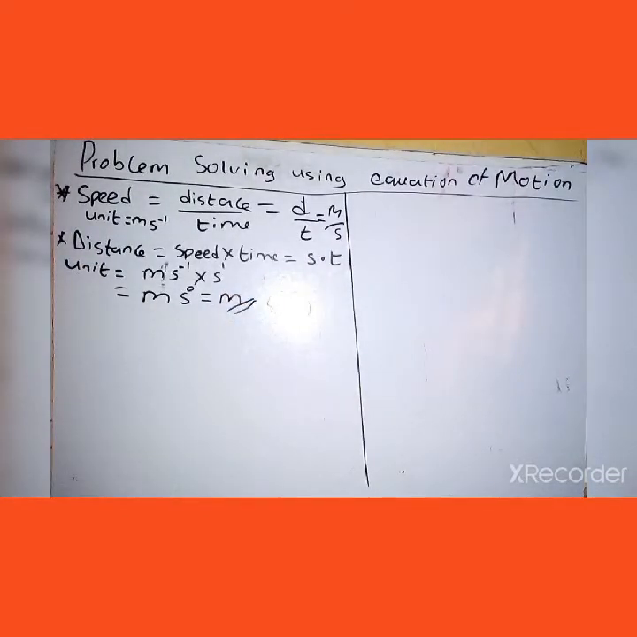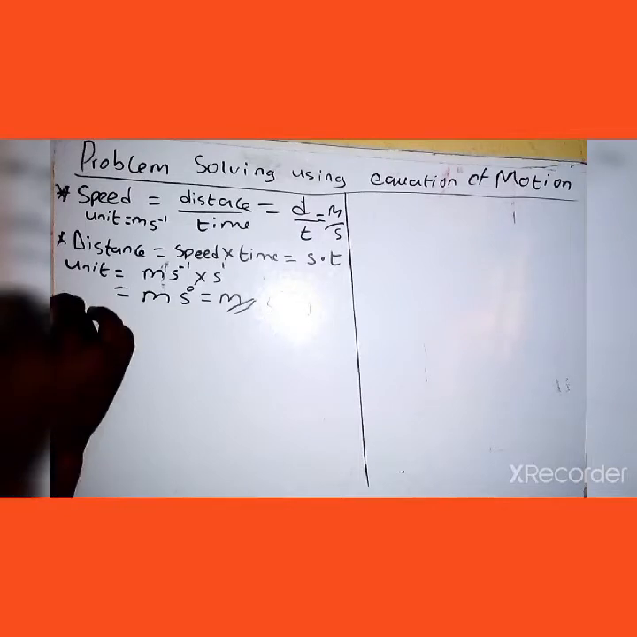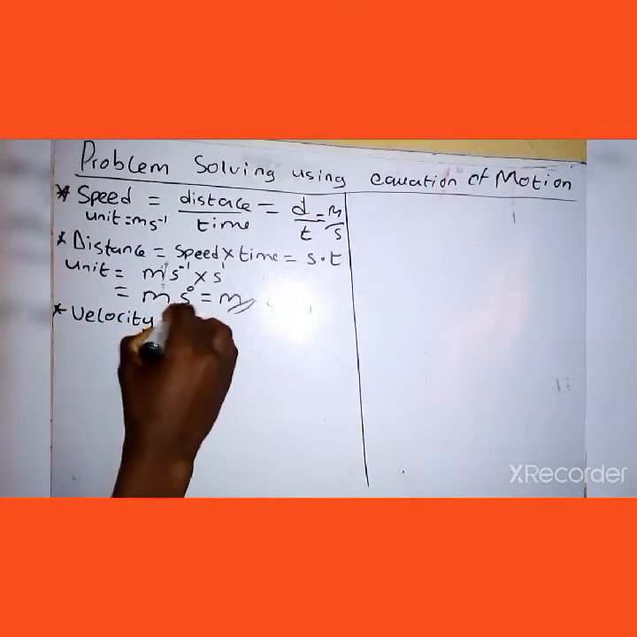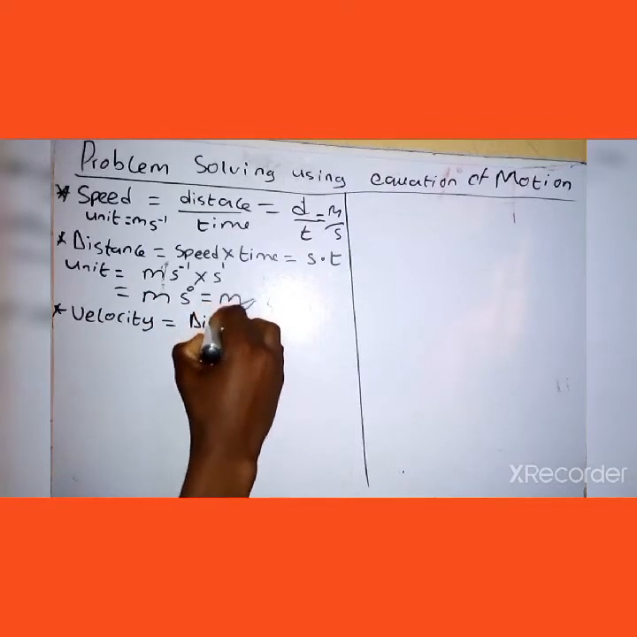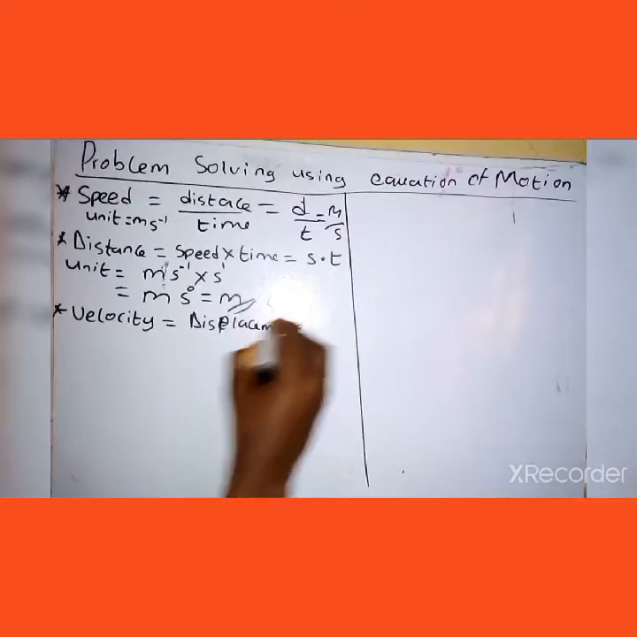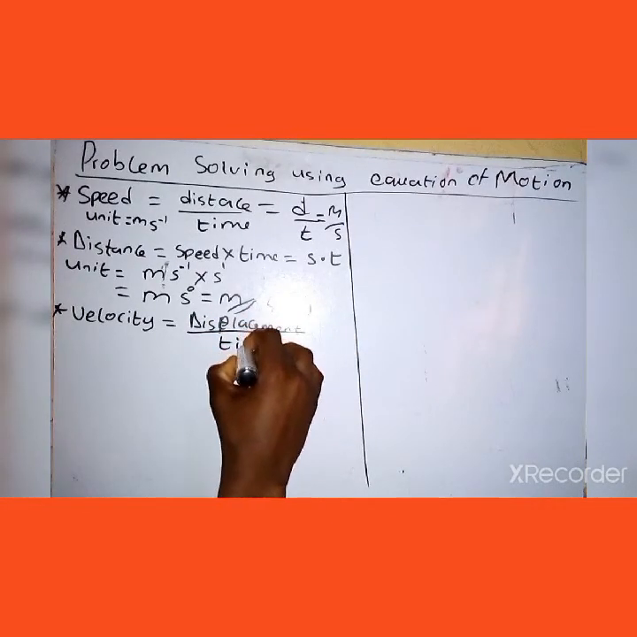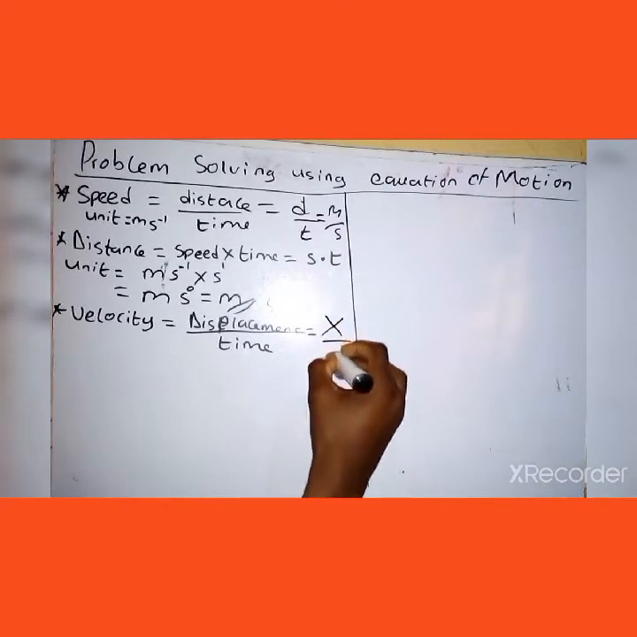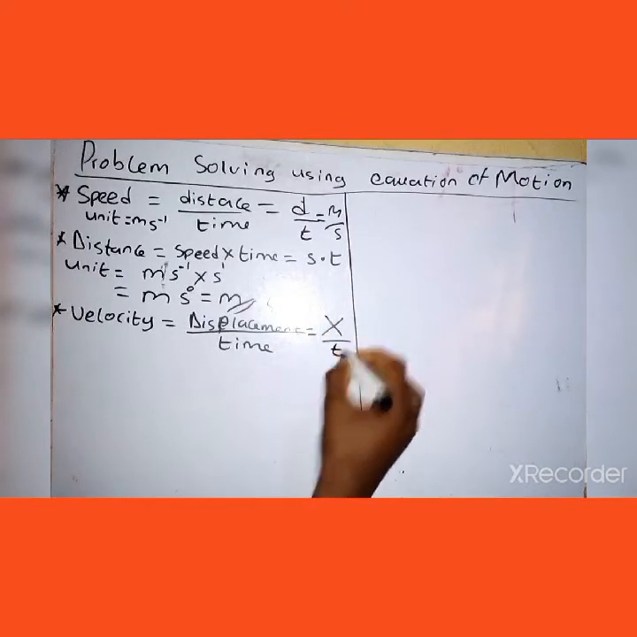Now let's move to velocity, V. Velocity is displacement covered per unit time, that is displacement over time. We can represent displacement as x, and time in seconds as t. So what will be the unit of velocity?